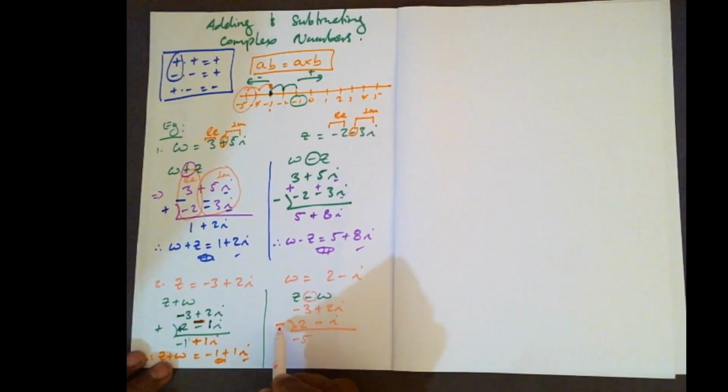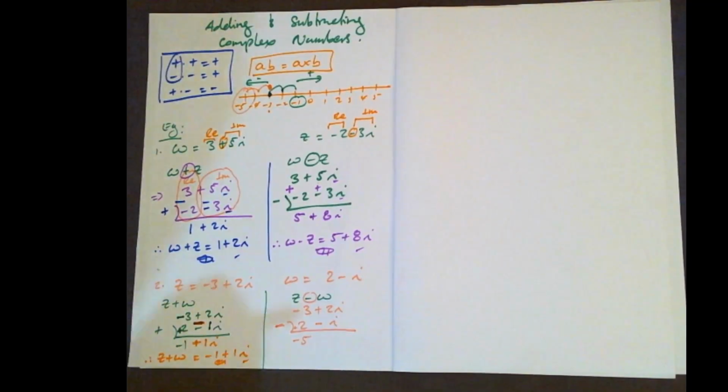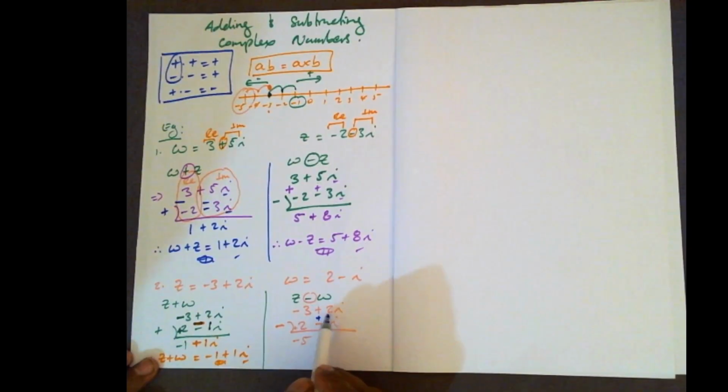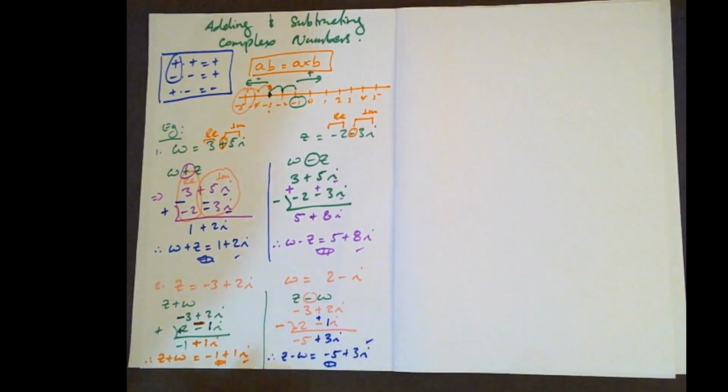Positive 2i, negative times a negative will give you a positive value. So this is the positive value. So 2i or 2 apple plus, there's a number 1 here. We assume that that's 1. So 2i plus 1i is positive 3i. So we can say that therefore z minus omega is equal to minus 5 plus 3i. And that's your answer.